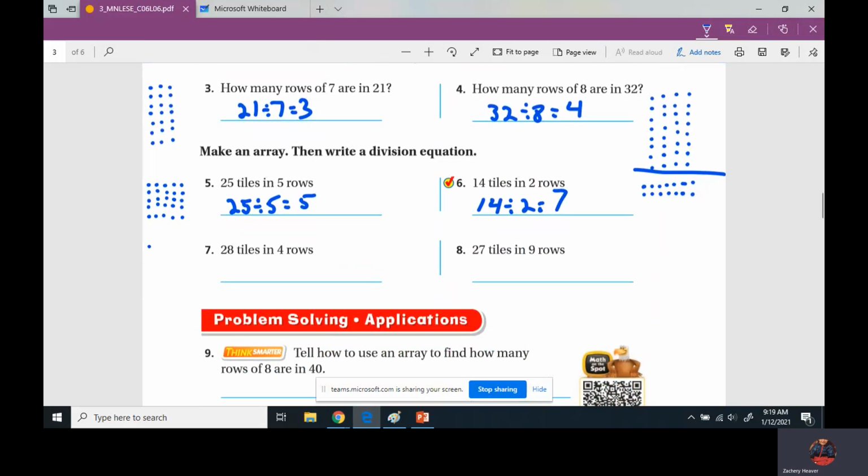28 into 4 rows. Counting 1 up to 28. So 1, 2. So it's 28 divided by 4. And there's 1, 2, 3, 4, 5, 6, 7. Well, 7. Let me make better division, Sean.